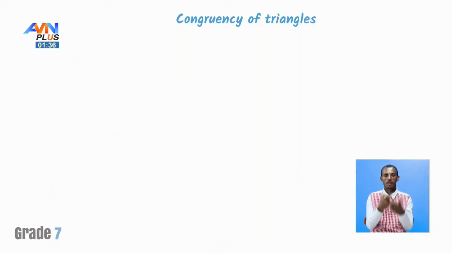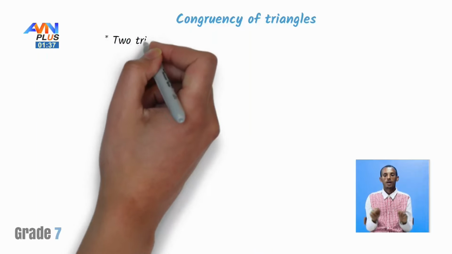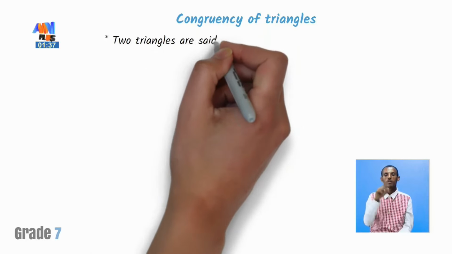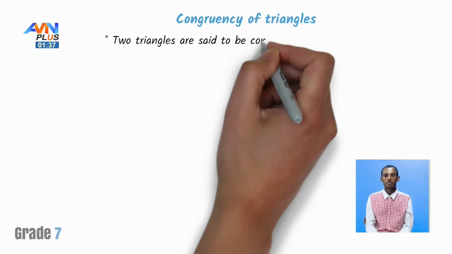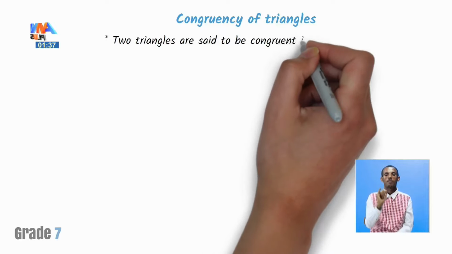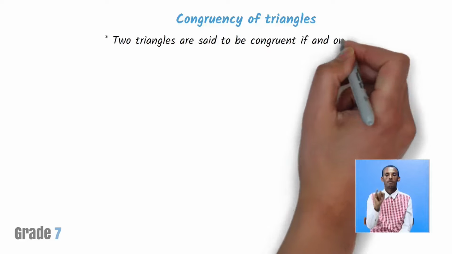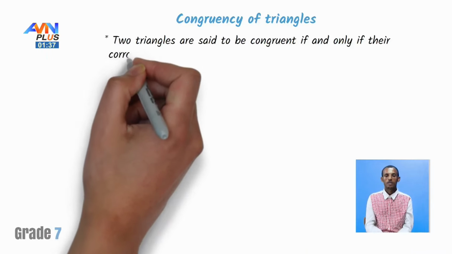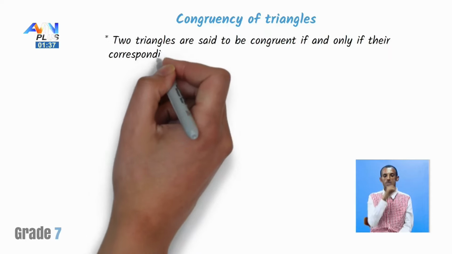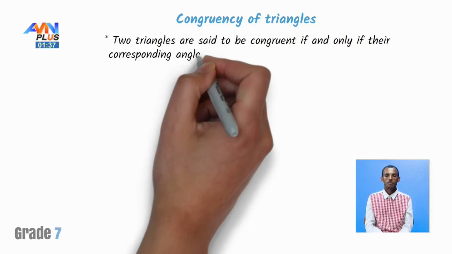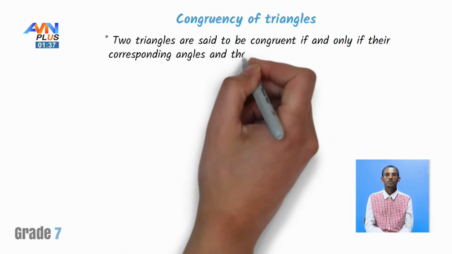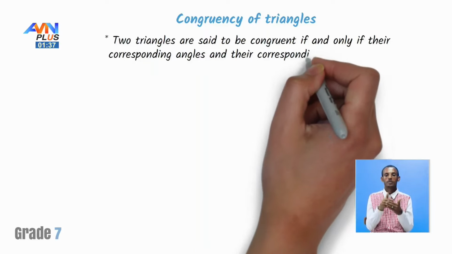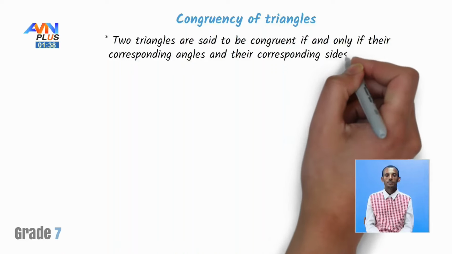So here, two triangles are said to be congruent if and only if their corresponding angles and their corresponding sides are congruent.